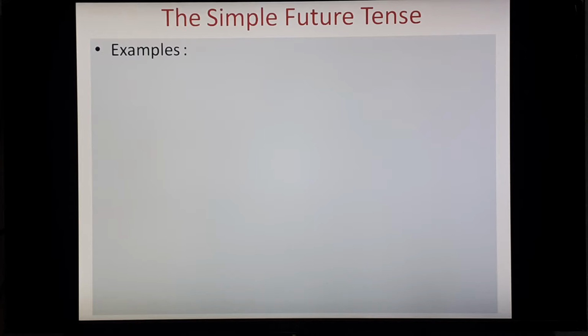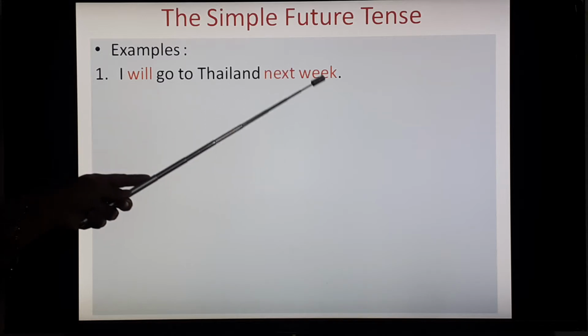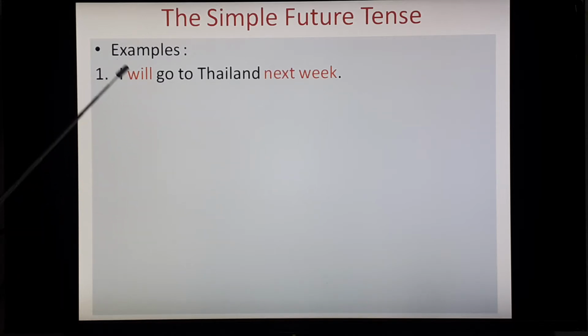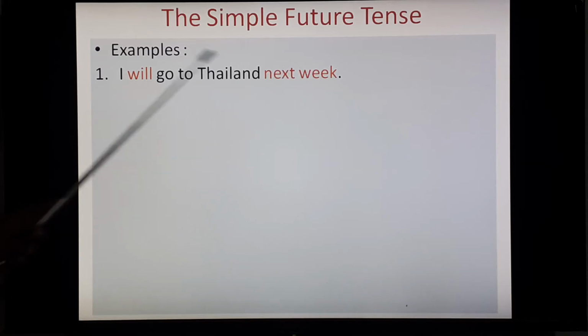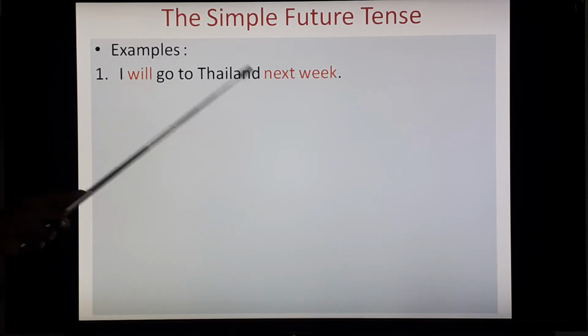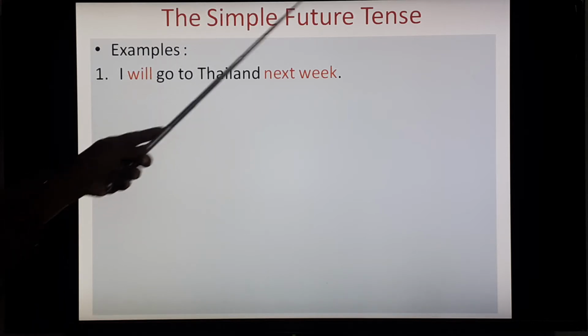Let's see more examples. I will go to Thailand next week. So will, that is auxiliary verb, and next week, that is adverb. So with these two you can come to know that this is the sentence related to simple future tense.